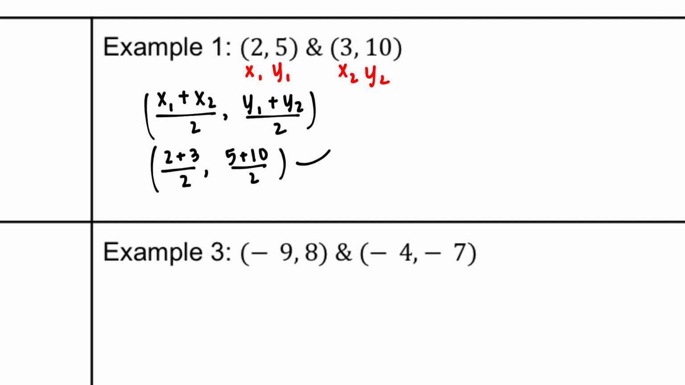I continue simplifying. 2 plus 3 gives me 5 over 2, comma, and 5 plus 10 gives me 15 over 2. You leave your answer just like this. So I do have two numbers technically. I have 5 over 2 and 15 over 2. Your answer is a point, so you are done.